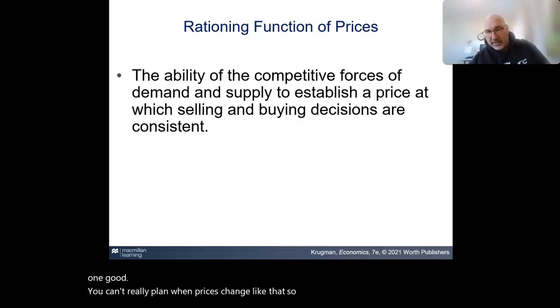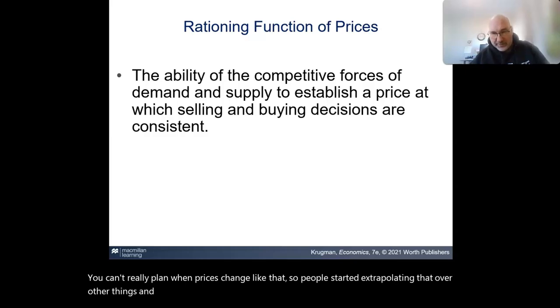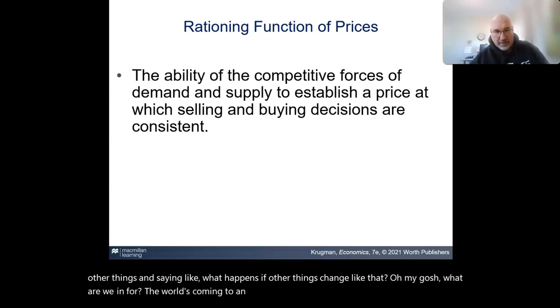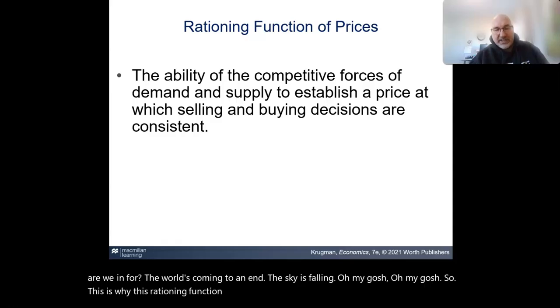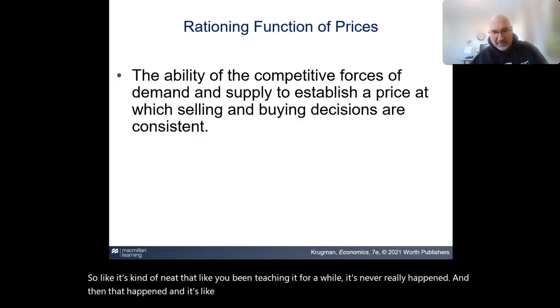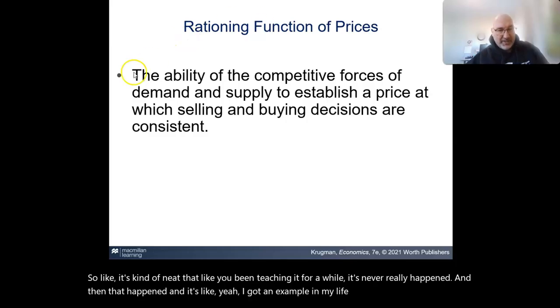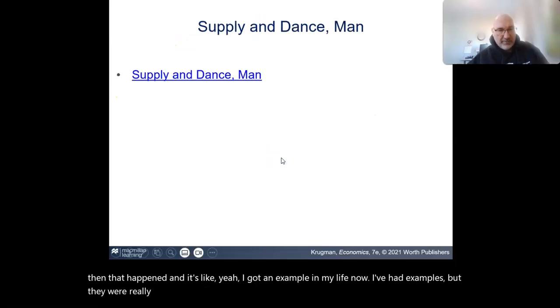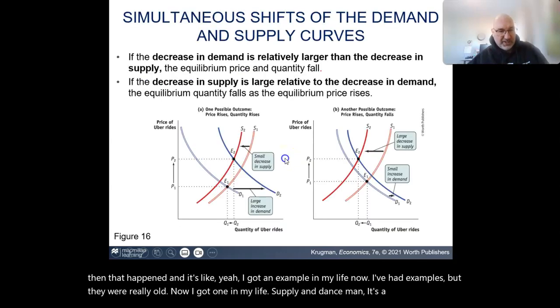So people started extrapolating that over other things, saying, what happens if other things change like that? Oh my gosh, what are we in for? The world's coming to an end, the sky is falling. This is why the rationing function of prices is so important in economics. I've been teaching it for a while and it had never really happened, and then that happened and it's like, oh yeah, now I have an example in my life. I had examples, but they were really old. Now I've got one in my life. Supply and Dance Man, it's a good video, check it out.